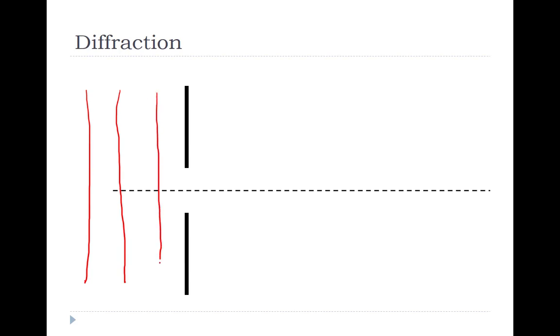If you want to think about this as a wave, every time you see a line, think about it as being the crest. So I'm going to try to draw a trough in between to give you the idea. Okay, so these waves hit this slit barrier, like a window, if you will, and when they go through, they're no longer straight, they bend.